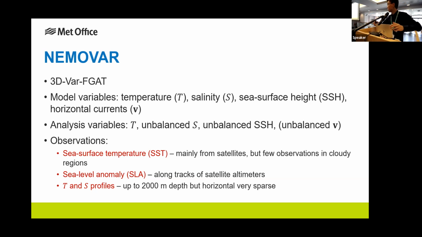And then we have temperature and salinity profiles. These are the only measurements that measure the ocean beneath the surface. They go up to 2,000 meters in depth, but horizontally they are very sparse. So these three types of observations are basically what we have in the ocean. The profiles set the large-scale density structure of the ocean, the sea level anomaly observations constrain the mesoscale, the smaller scales, and the sea surface temperature observations control the behavior in the mixed layer of the ocean.